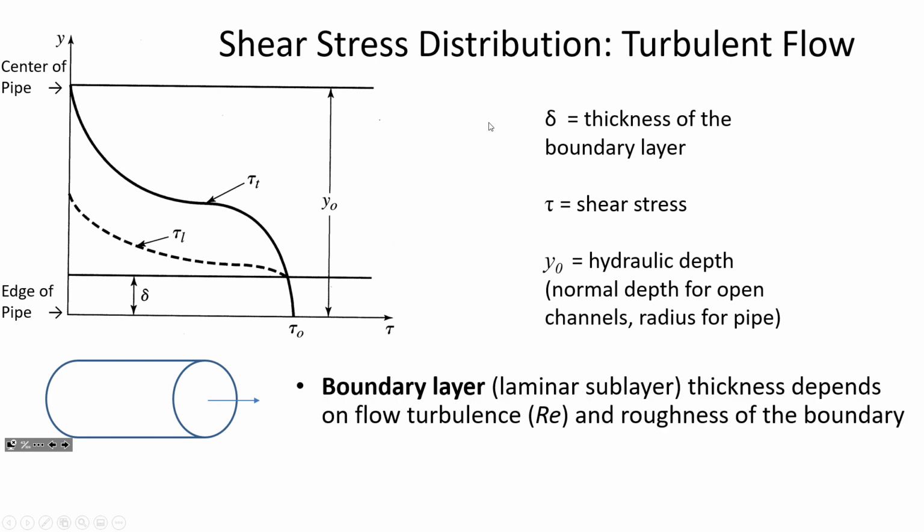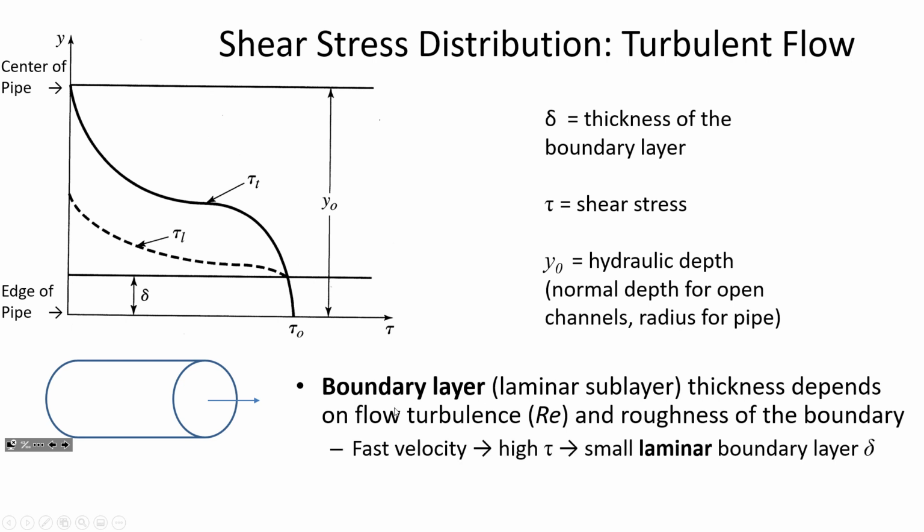Okay, so the laminar sublayer thickness depends on the degree of turbulence and the roughness of the boundary. So the pipe materials, in other words. If you have a rough pipe versus if you have a smooth pipe is going to influence how thick that boundary layer is.